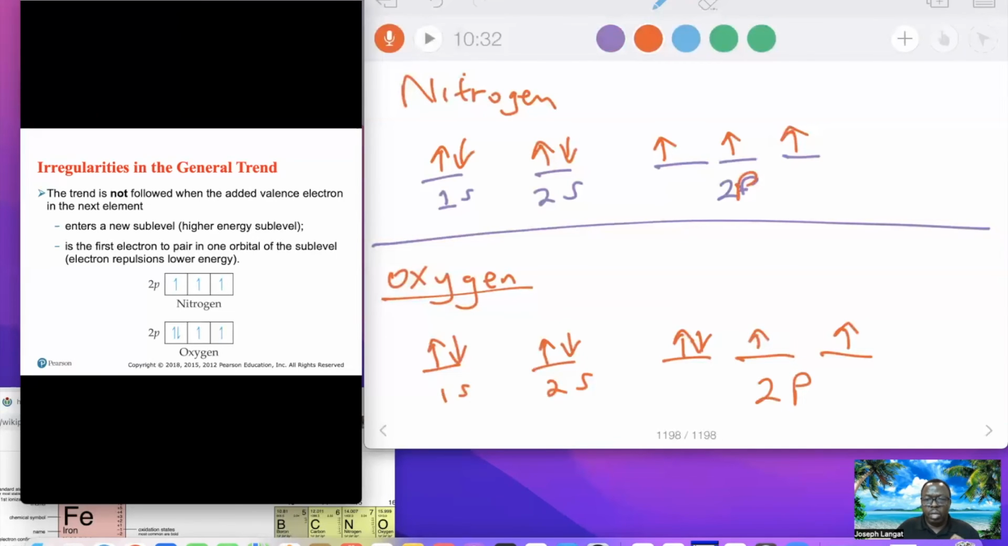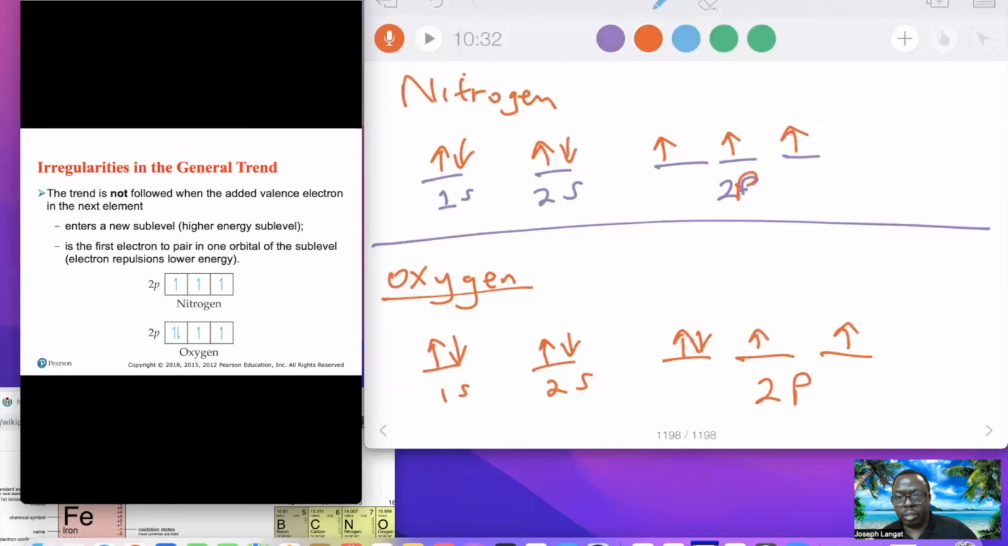If you look at oxygen, there are pairings of electrons. So once we start pairing them up, there will be repulsion. Electrons tend to repel because of what? Because of negative and negative, they tend to repel. So here, they are not paired up.